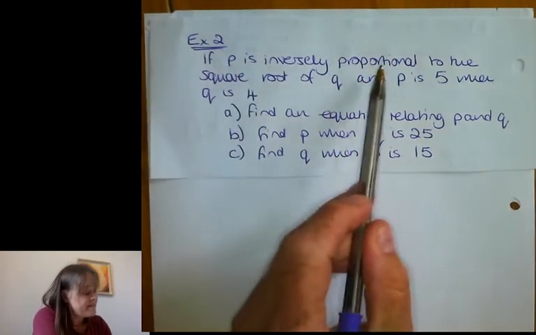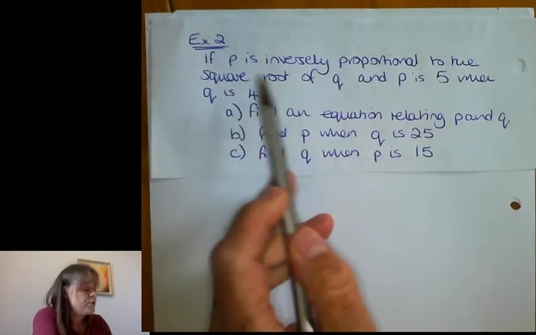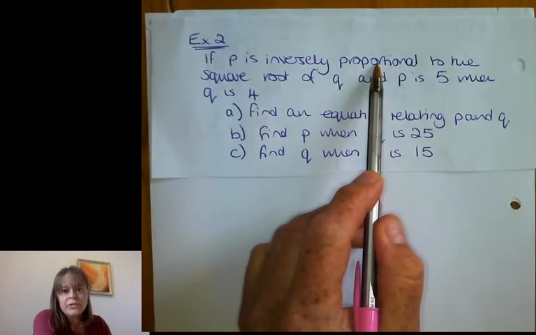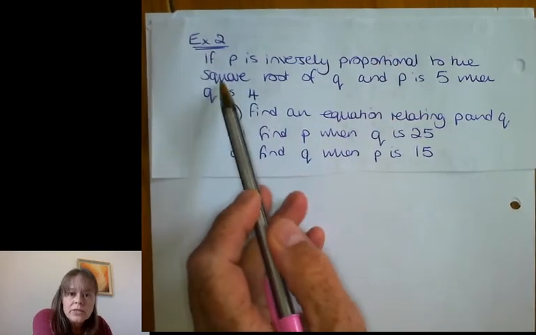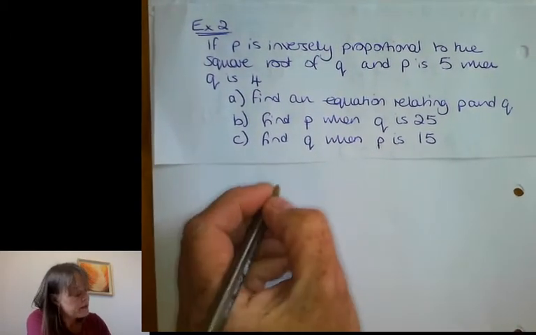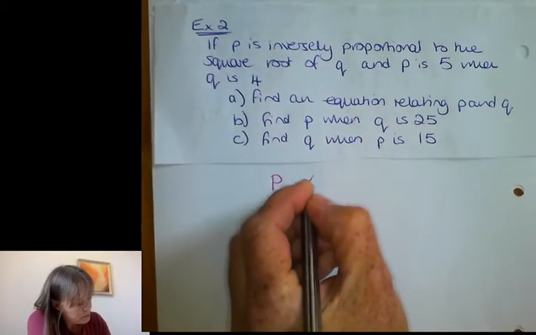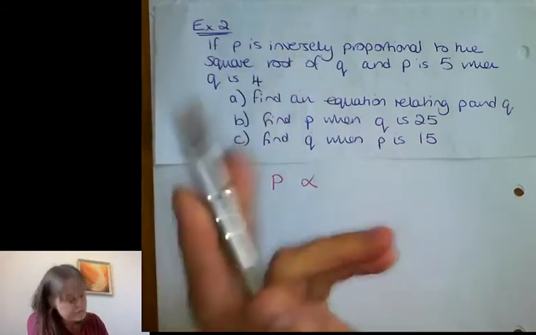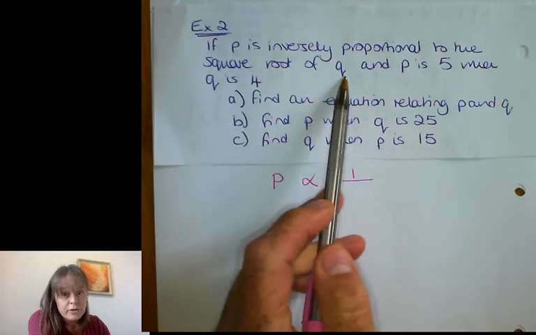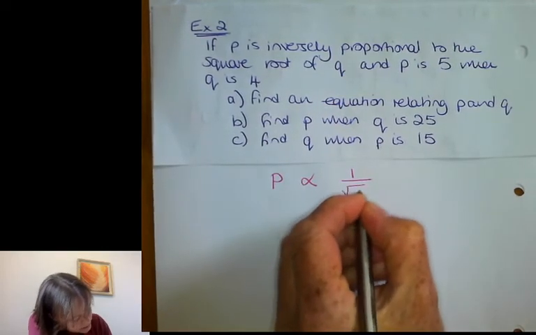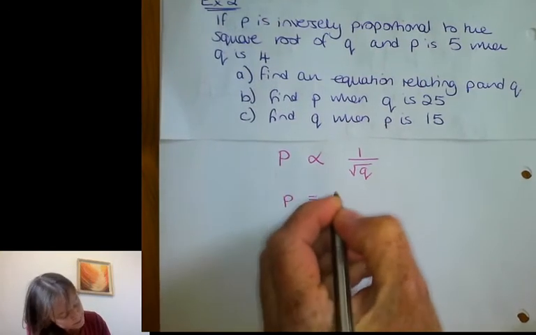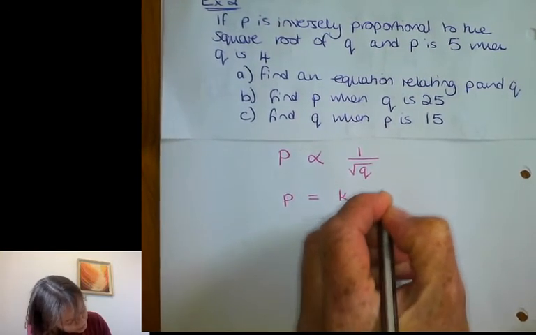So P is inversely proportional to the square root of Q. Now there's quite a lot going on in there. There's the inversely proportional, so I need to deal with the 1 over, but also there's a square root of Q this time, so I need to make sure I deal with that as well. So ready? P is proportional to, now remember it's inversely, so I need to do 1 over, and then it says square root of Q, so I need to make sure I write square root of Q. Then I do the same as before. I replace the proportion symbol with an equals k.